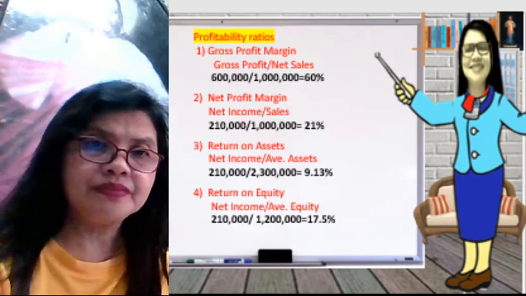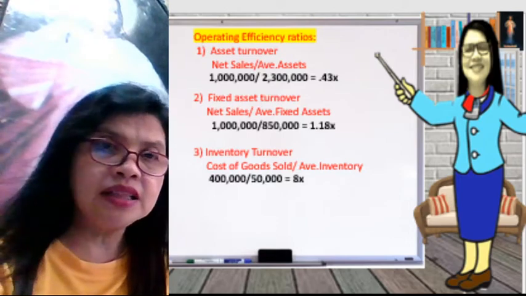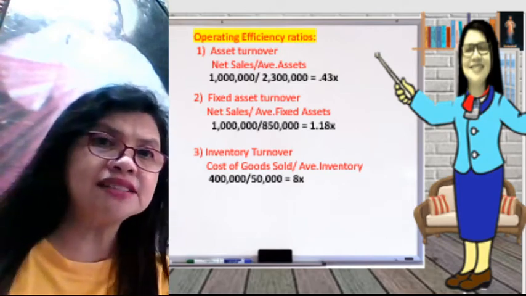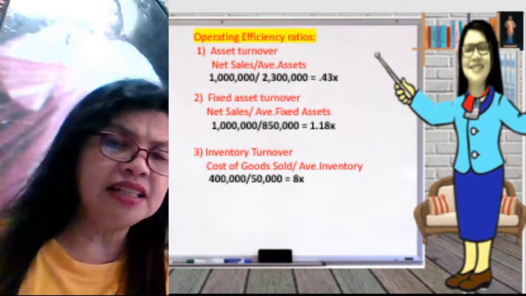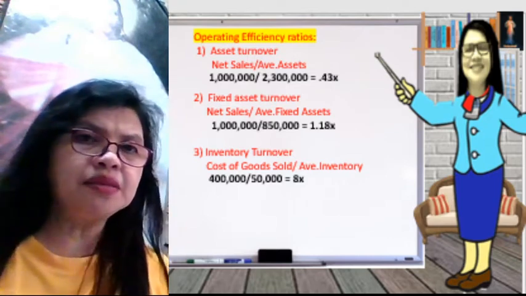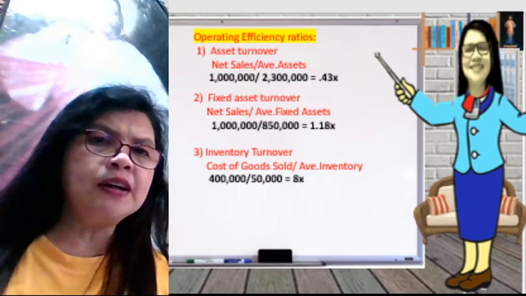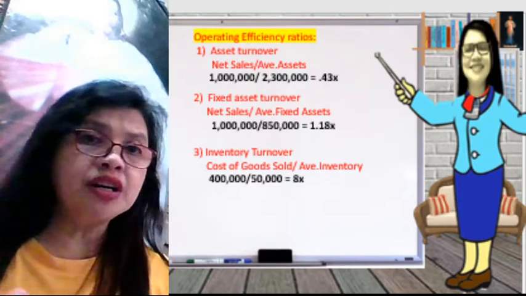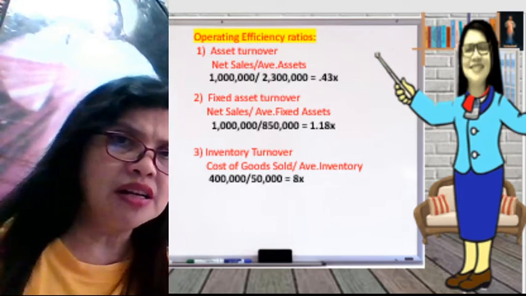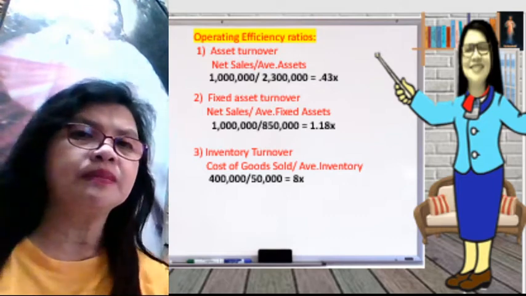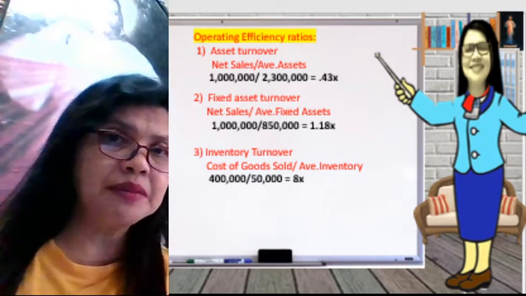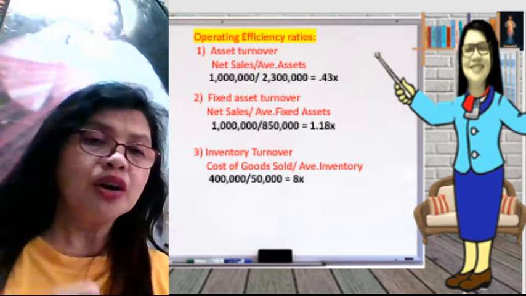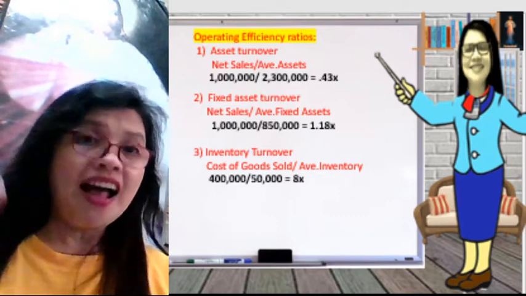Now the operating efficiency ratios. For the operating efficiency ratios, we have the asset turnover. The formula is net sales over the average assets. That means how much sales do you generate from your assets? In this case, 1,000,000 divided by 2,300,000 is 0.43 times. For every 1 peso sale, 0.43 centavos was generated by your assets.